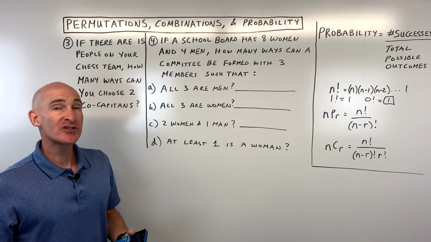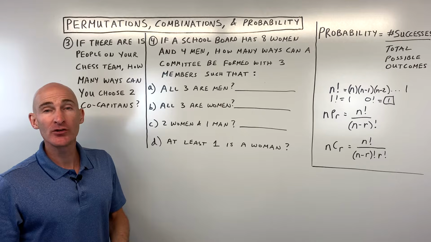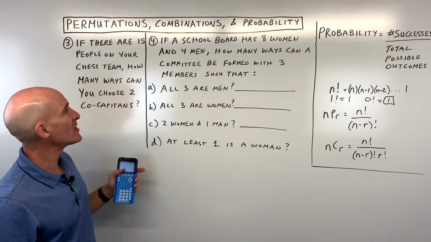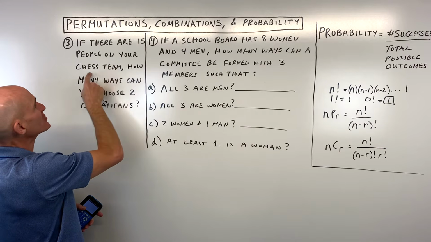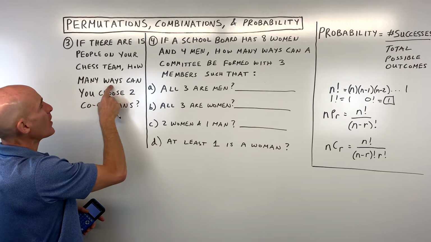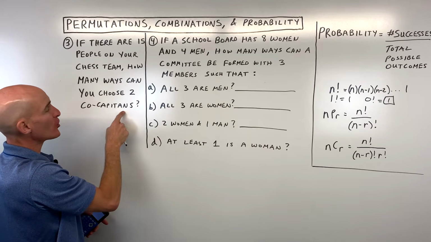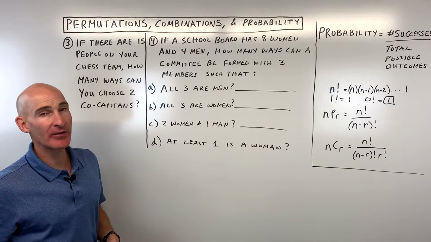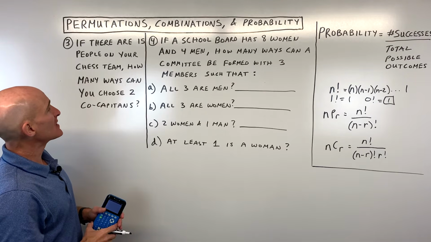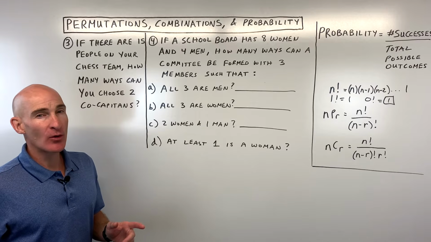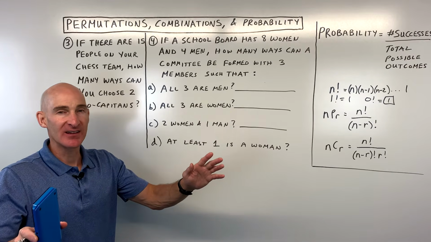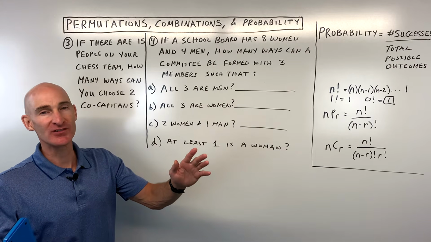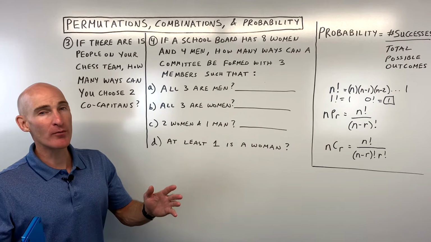Okay, if you want to test yourself on some of these problems, go ahead and pause the video and see if you can do them on your own. But let's dive into number 3. It says, if there are 15 people on your chess team, how many ways can you choose 2 co-captains? So what do you think about that one? Well, what's interesting is, do you think that the order is important? Like if they pick Joe first and Sally second, or Sally first and Joe second, does the order matter?